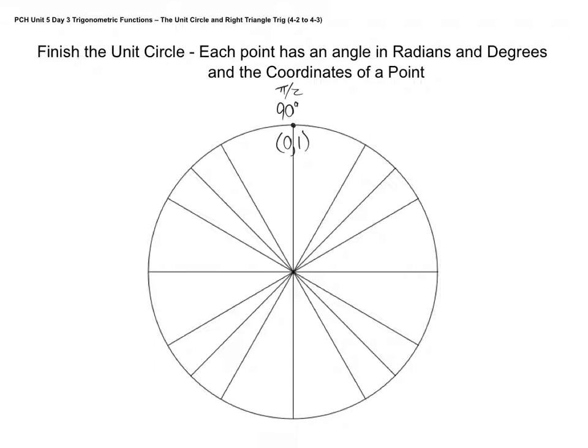One thing you may want to do, I didn't do it right here, is color code it. Do all of your degrees in one color, all of your radians in another, and all of your points in another. That might be helpful to you, okay? Go ahead and break up into groups of 2 or 3, everyone in a group, and I want you to work to finish this.